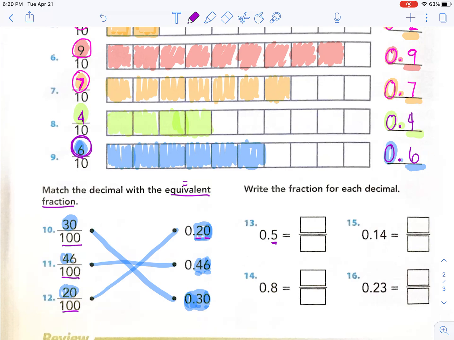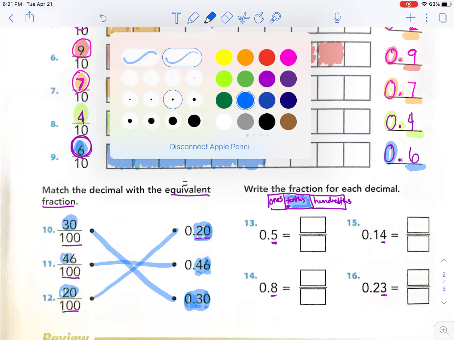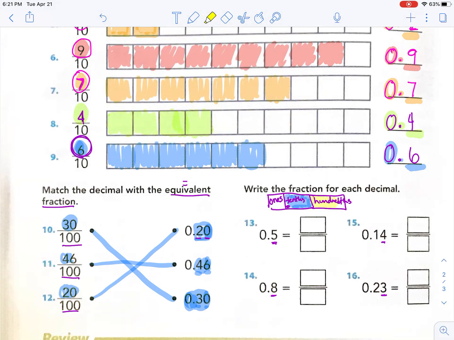Ooh, here we go. Write the fraction for each decimal. We need to look at our place value, boys and girls. Remember, we have ones. Then we have, I'll make it bigger, tenths, hundredths. Okay, so if it is 1 over, that's the tenths place. If it's 2 over, it's the hundredths place. So let's just look at these real quick.